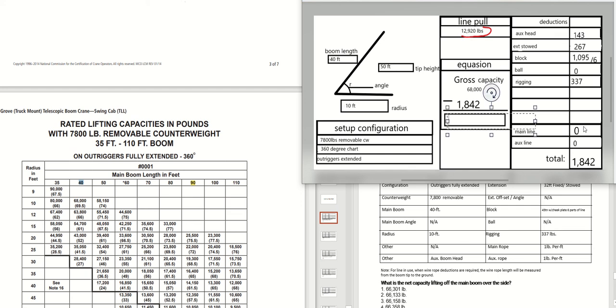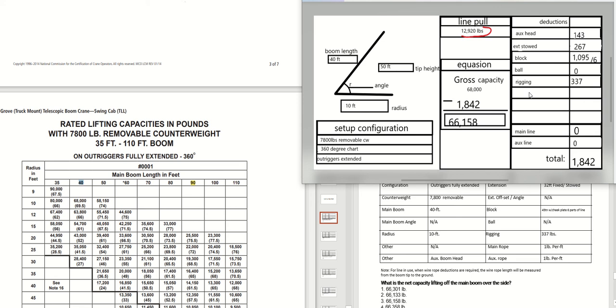So we'll go on our calculator, and you will get a calculator for your load chart test. So we'll go 68,000 minus 1,842 equals 66,158, and that will be number 3 on our load chart. That will be answer 3. 66,158 pounds, and that is our answer. And then you have just successfully completed your net capacity tutorial.